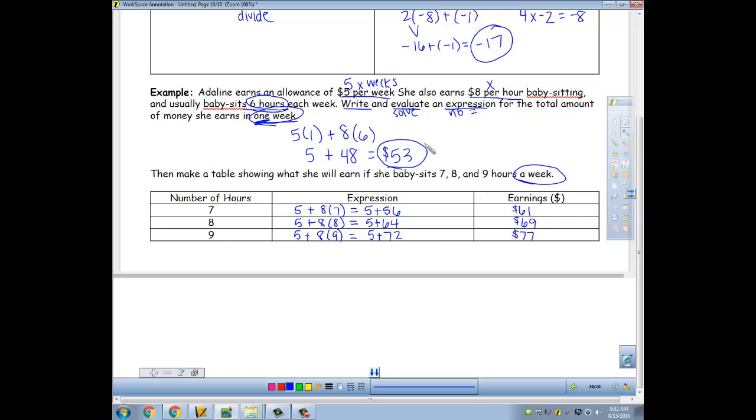So you can see we went from 53 to 61 to 69 to 77, so it went up $8 each time, which is what we wanted, because since we get $8 per hour, we're going to make an additional $8 for each additional hour that we work, so that made perfect sense.